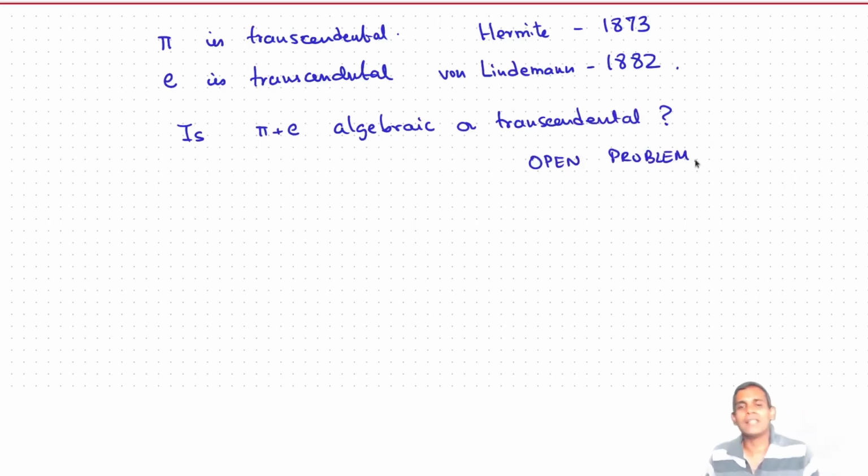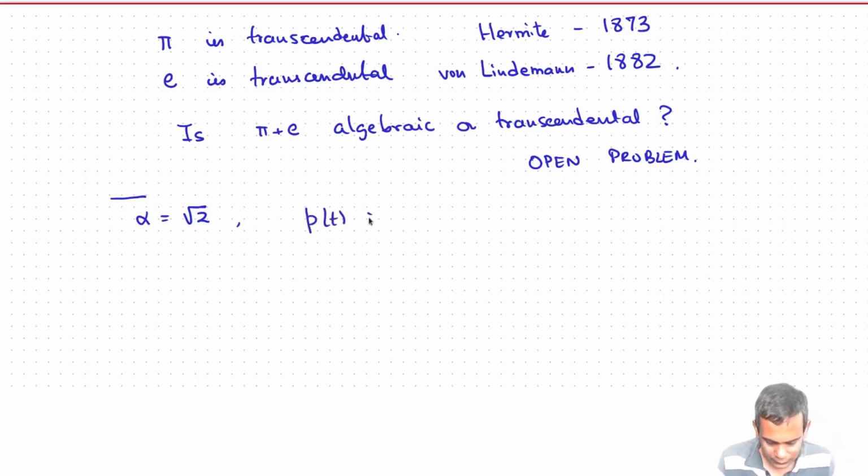So while we know that there are lots of transcendental numbers out there, it's difficult to show that a given number is transcendental. And let's look at a more concrete example, okay? So let's say alpha equals square root 2. Is this algebraic or transcendental? Well, this one's easy, because if you take p(t) equals t squared minus 2, and then you substitute square root 2 as a solution for this equation, then p(alpha) equals 0. So square root 2 is algebraic over Q. So square root 2 is algebraic.